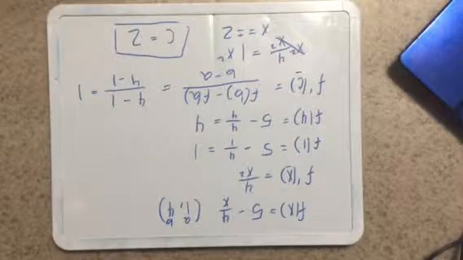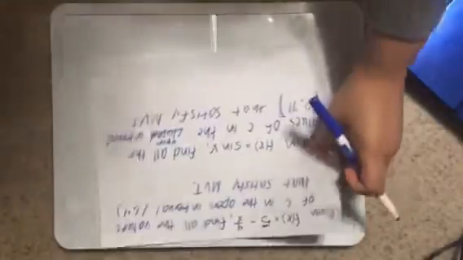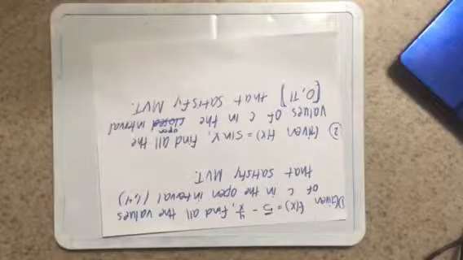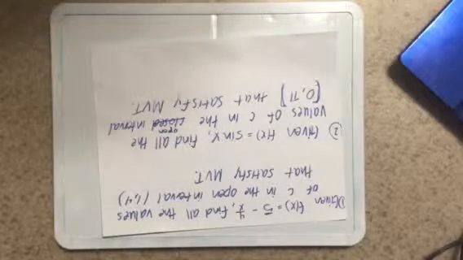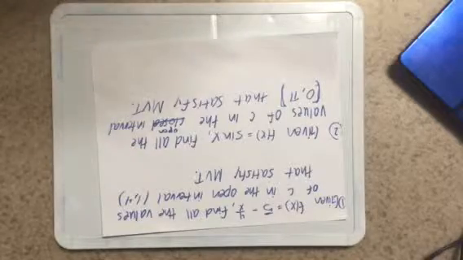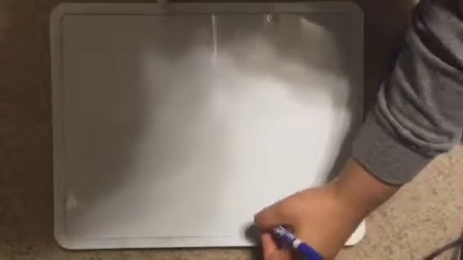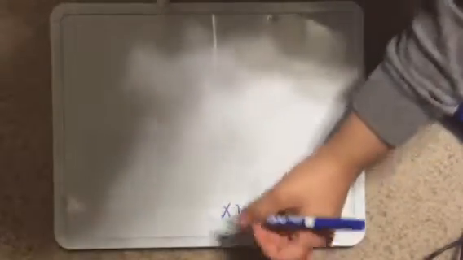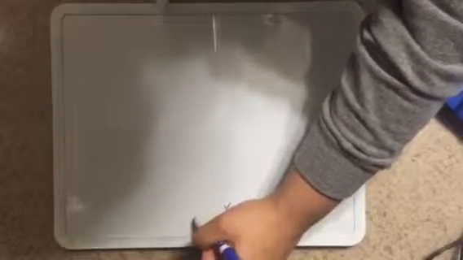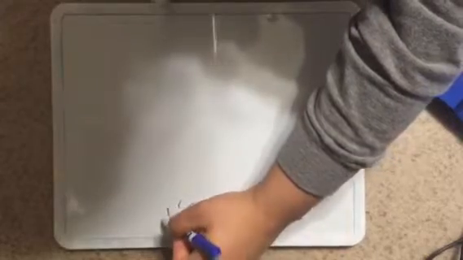All right. Now let's do a problem with trigonometry. Given f of x equals sine x, find all the values of c in the open interval (0, pi) that satisfy MVT. So f of x equals sine x, and you want to find all the values of c in the open interval (0, pi).